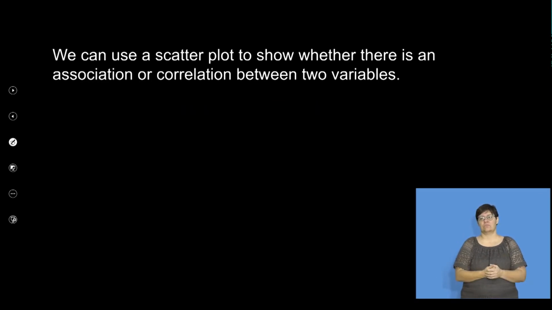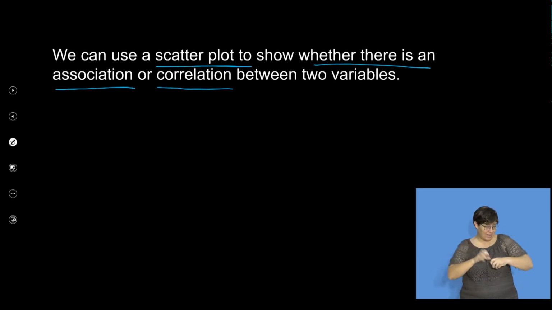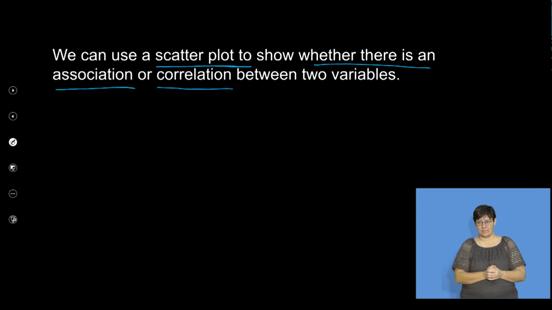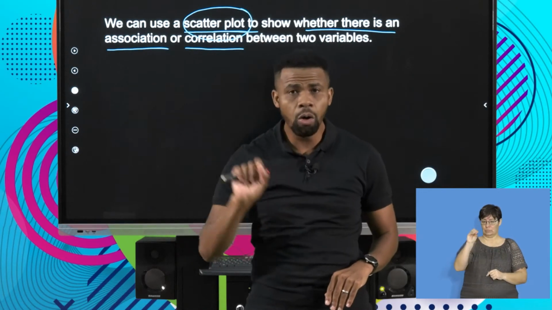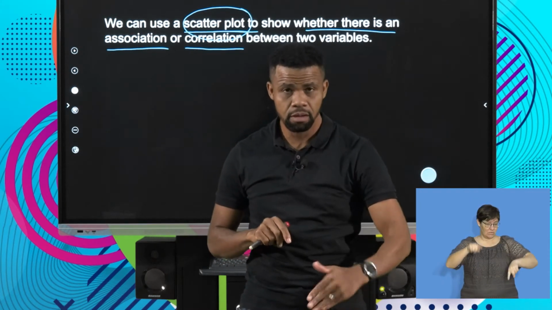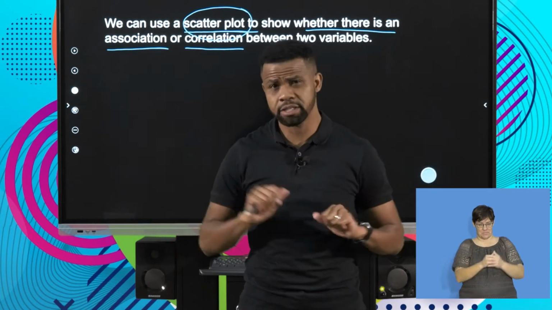So we can use a scatter plot to show whether there is an association or correlation. I've used the words association and correlation interchangeably; they mean exactly the same thing. Association, associated, correlations, exactly the same thing. And remember, what is a scatter plot? If I take my Cartesian plane in the first quadrant and put in all the coordinates, my dependent and independent variables, that is my scatter plot. We'll look at an example at a later stage.